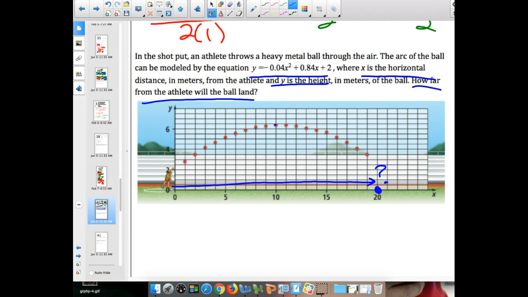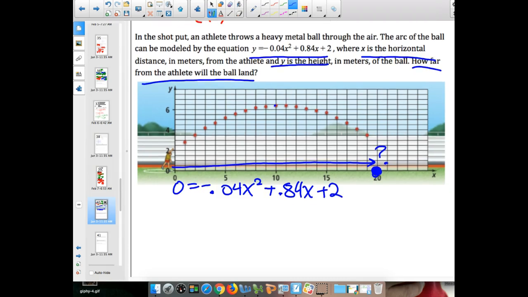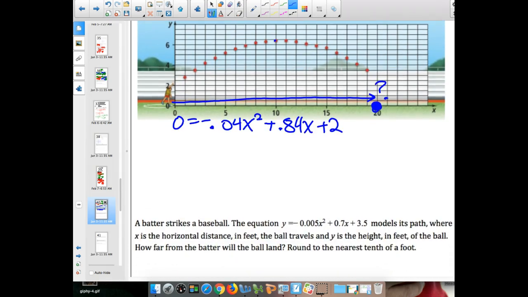So if I look at this point here, the ball is on the ground. And if the ball is on the ground, it means it has a height of 0. So if y represents our height and our height is 0, I'm going to take my equation there and plug 0 in for my height. So now I have 0 equals negative 0.04x squared plus 0.84x plus 2. Now, I don't know about you, I think that'd be a very hard problem to factor.